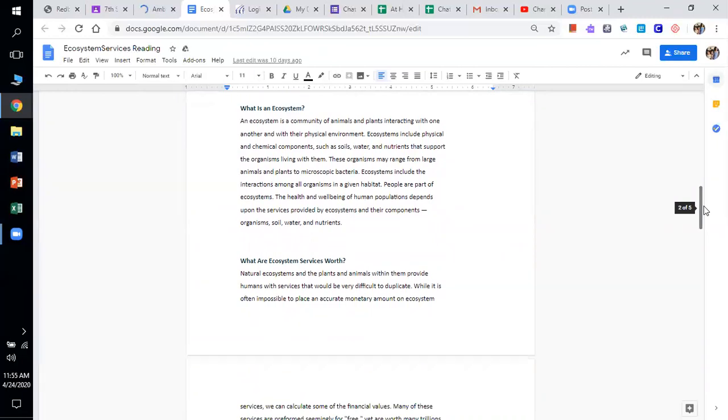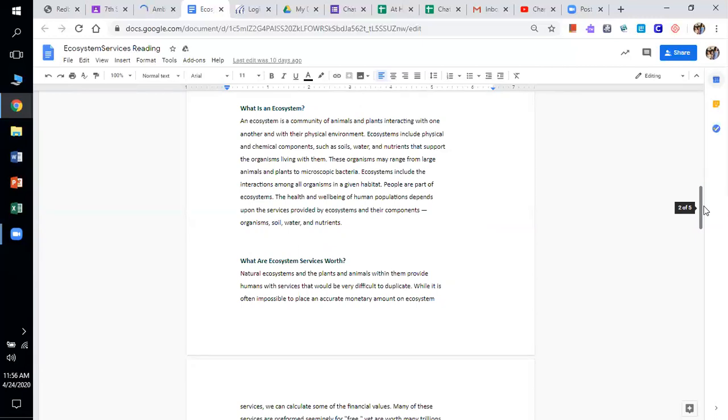An ecosystem is a community of animals and plants interacting with one another and with their physical environment. Ecosystems include physical and chemical components such as soil, water, nutrients that support the organisms living there. These organisms may range from large animals and plants to microscopic bacteria. Ecosystems include the interactions among all organisms in a given habitat. People are part of ecosystems. The health and well-being of human populations depends upon the services provided by ecosystems and their components: organisms, soil, water, and nutrients.